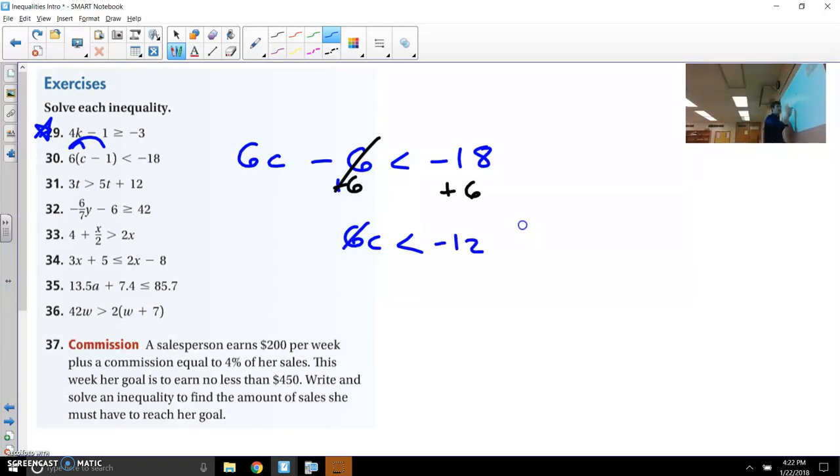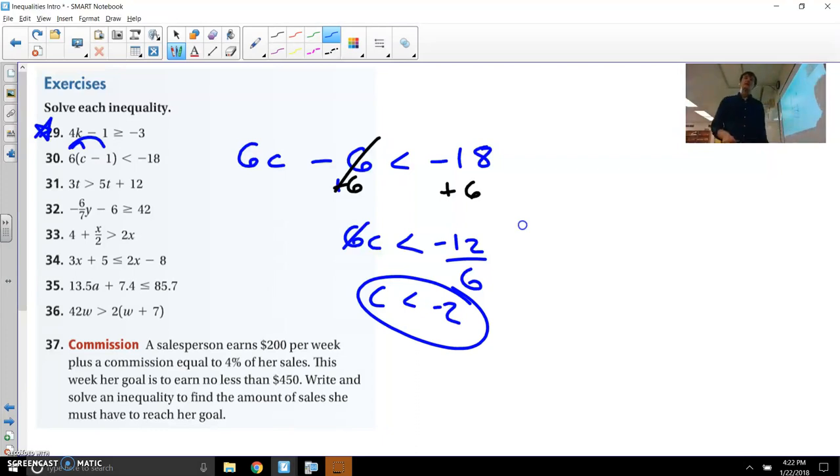And dividing by 6, would that flip the sign? Hopefully you're thinking no, because the number that you're dividing, that's 6, is not negative. It's all about the number that's dividing. Is that number negative, okay? So values that would work here: negative 3, negative 4, any value less than negative 2. Negative 2 does not actually work within this inequality, okay?